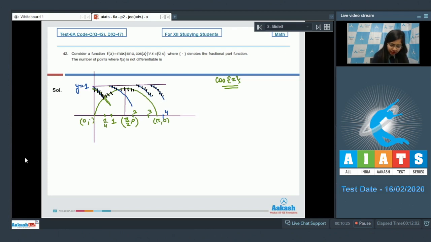So here we can see the number of points at which it is non-differentiable is 1, 2, 3, 4, 5. So these are the 5 points at which the function is non-differentiable. So we have 5 as our required answer.